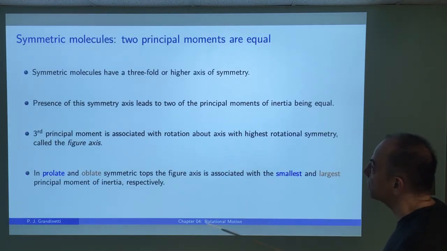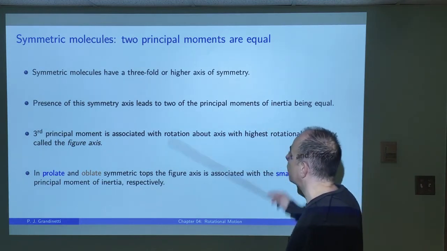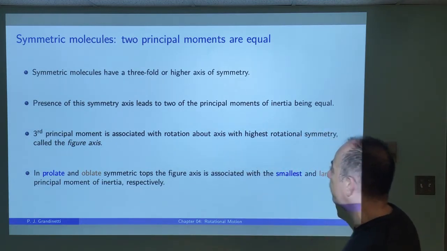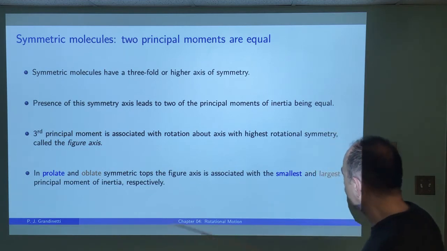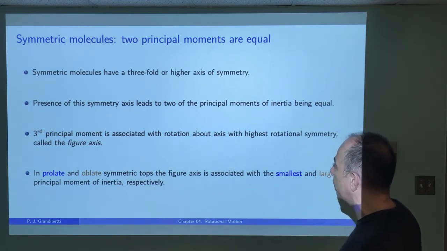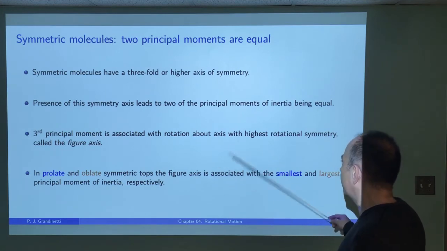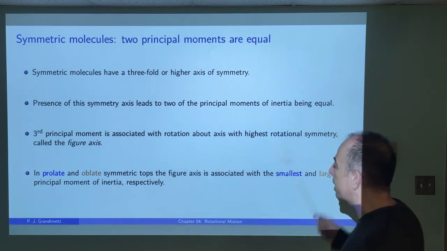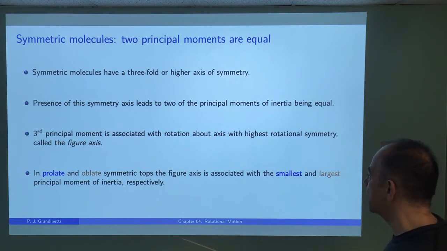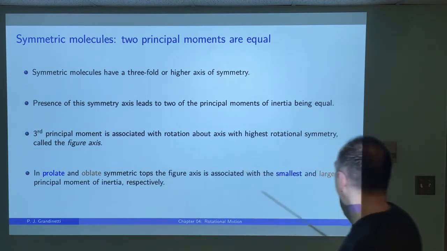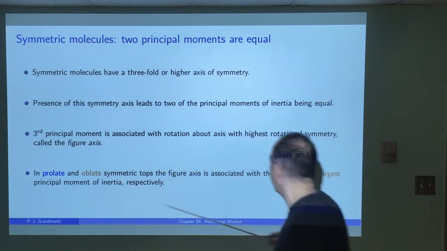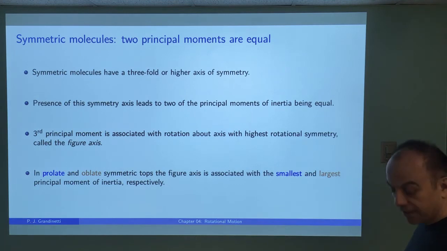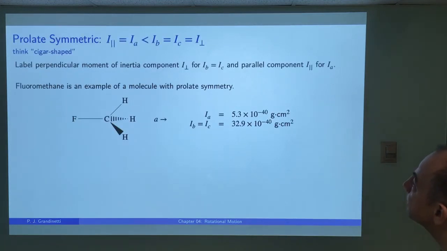Now, for the class of molecules that are symmetric, the ones that have a threefold or higher symmetry axis, but not more than one threefold, we're looking at cases where two of the principal components of the moment of inertia tensor are going to be equal, and one of them will be unequal to the other. The one that's unique is going to be called the figure axis of the symmetric molecule. In the case of prolate, the figure axis will be the smallest principal component. That will be the unique one. In the case of oblate, the figure axis will be associated with the largest principal moment of inertia.